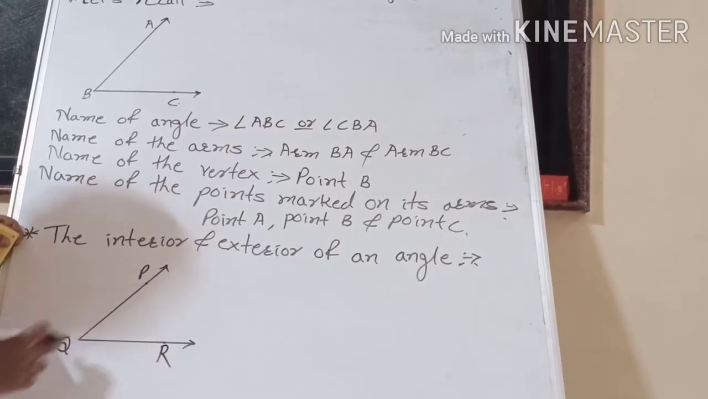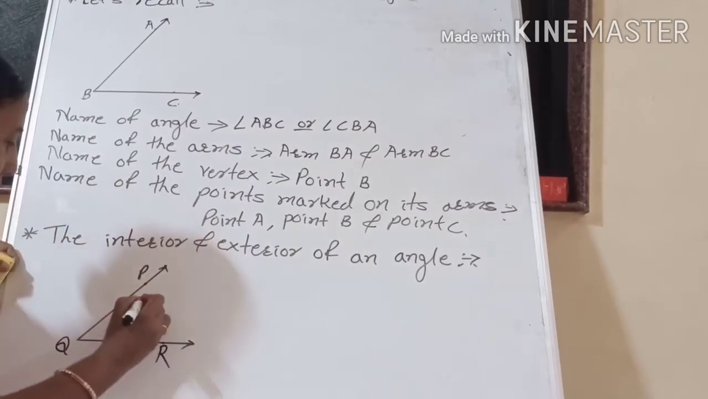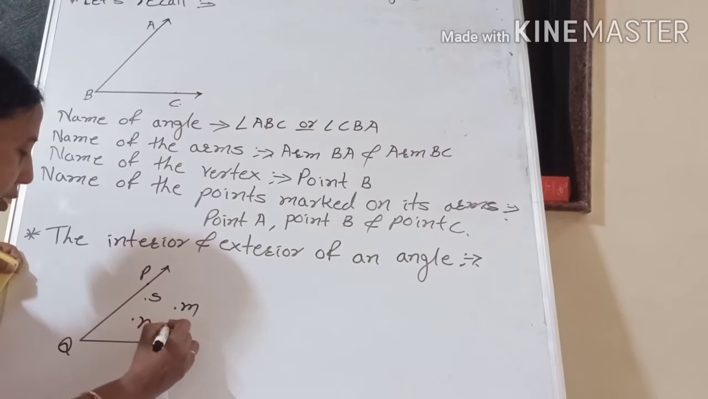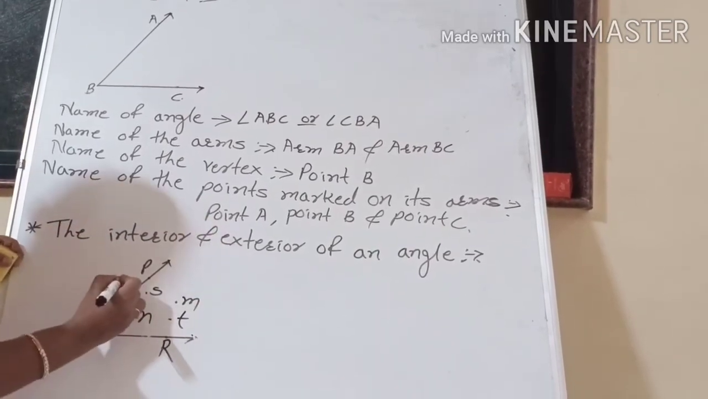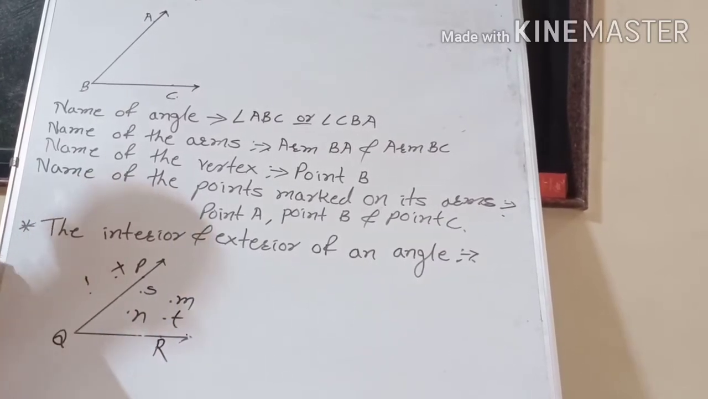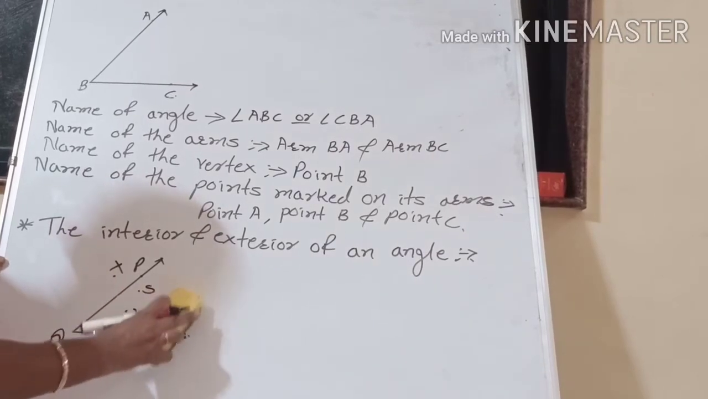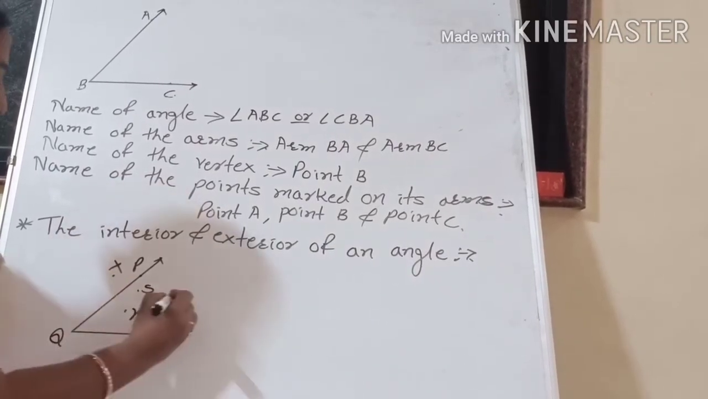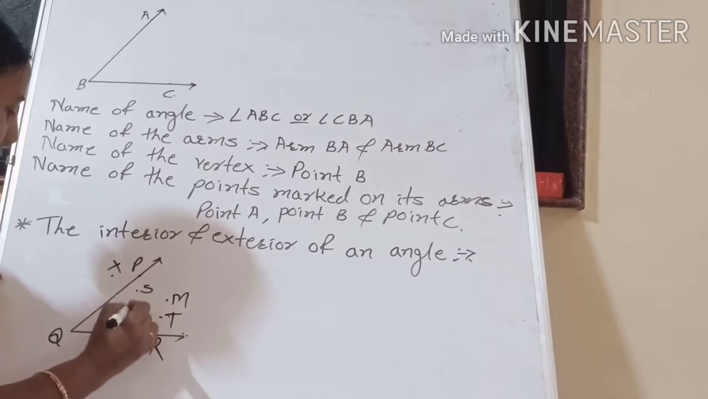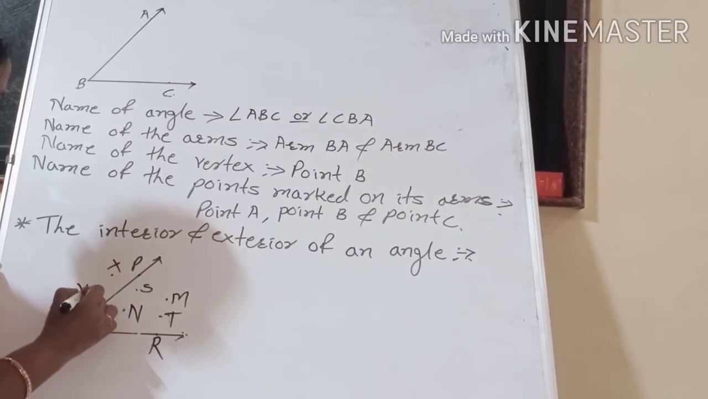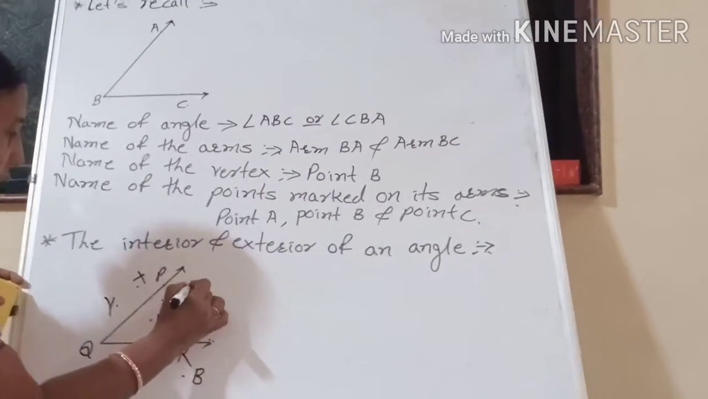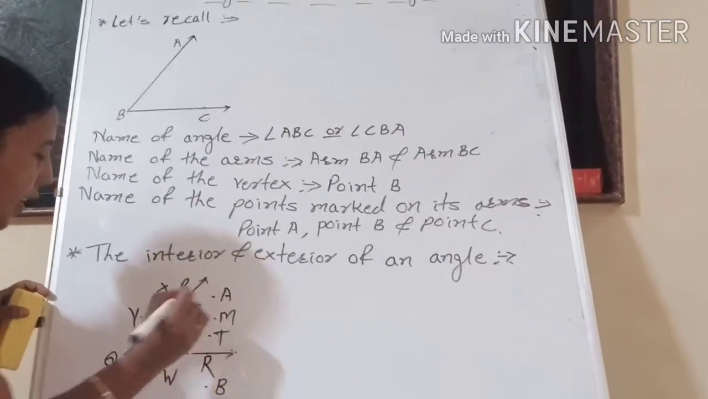Angle PQR. ही फिगर कशाची आहे? अँगल पी क्यू आर. आता या ठिकाणी मी काही पॉईंट घेतले. पॉईंट एस, पॉईंट एम, पॉईंट एन, पॉईंट टी. इथे एक पॉईंट घेतले. पॉईंट एस, पॉईंट वाय, पॉईंट डब्ल्यू, पॉईंट बी. इथे एक पॉईंट घेतला. पॉईंट ए आणि हा पॉईंट एस.